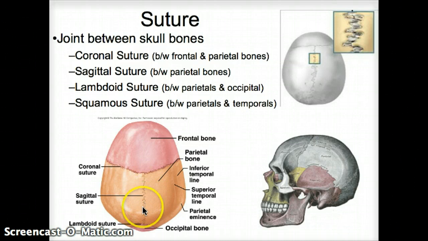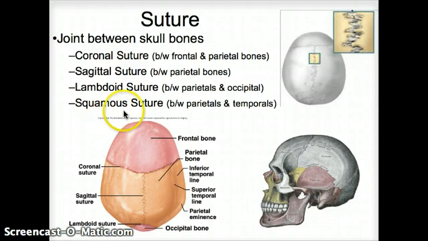Then the lambdoidal suture is in the back. I don't have a picture of the back, but the way that the sagittal suture comes together with the lambdoid suture, around between the parietal and the occipital bone, it looks like a lambda, which is an upside down Y in the Greek alphabet.